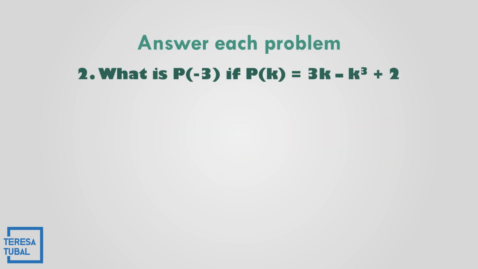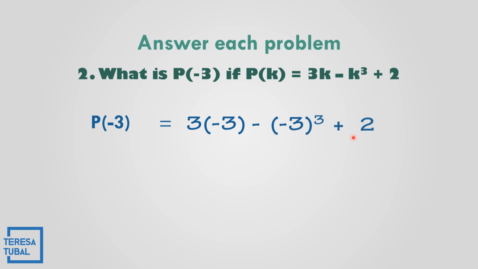How about number 2? What is P of negative 3? If P of k equals 3k minus k cubed plus 2, let us replace the value of k by negative 3 to the given equation. So that becomes 3, replace k by negative 3. So 3 times negative 3 minus, replace k by negative 3, and then cube. So, minus negative 3 cubed plus 2.